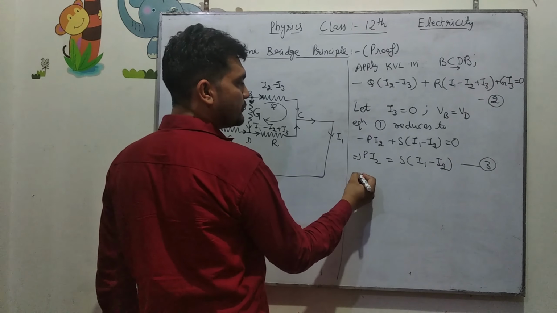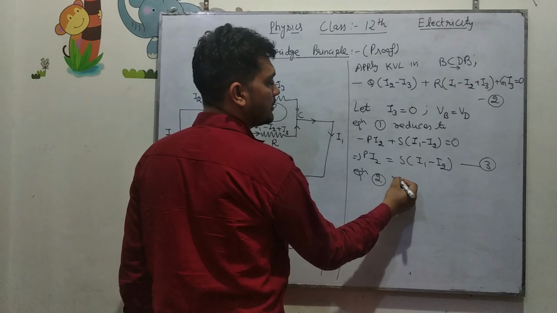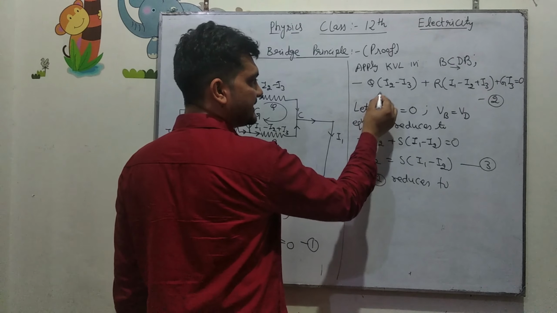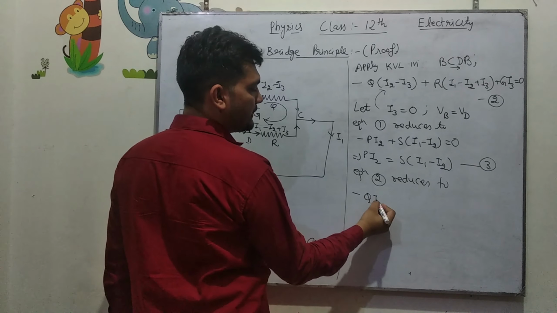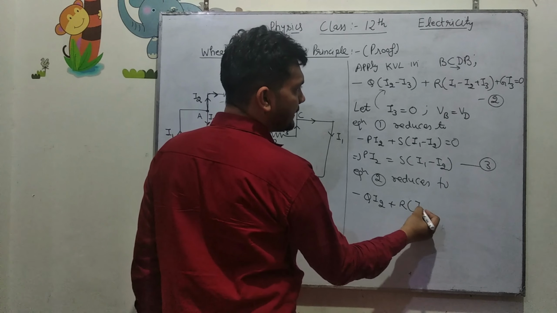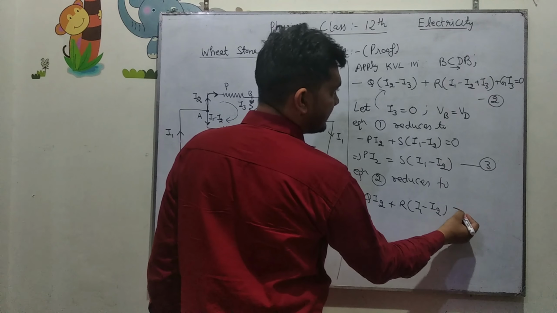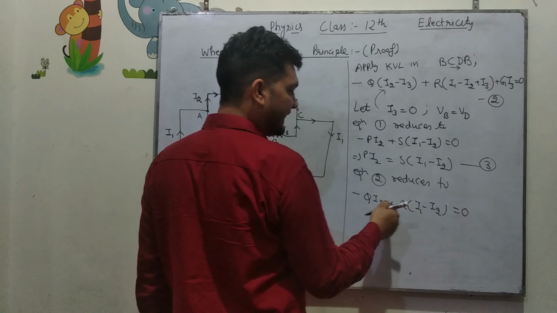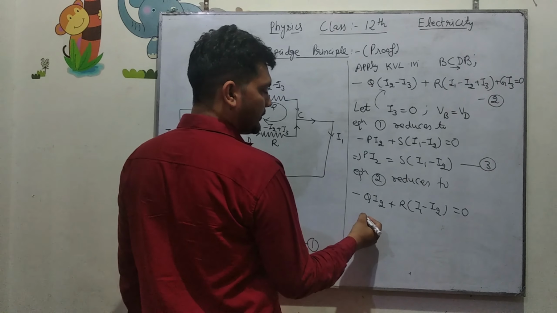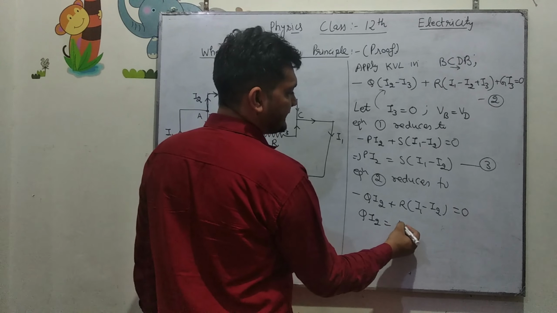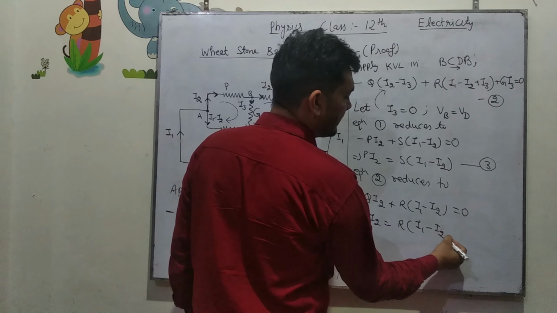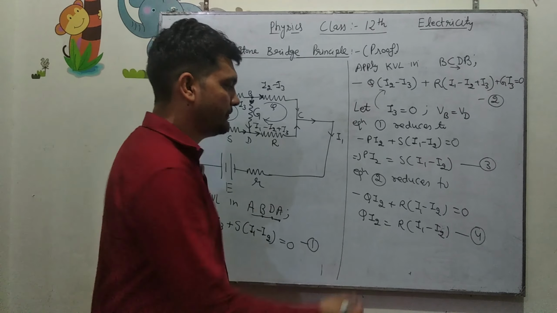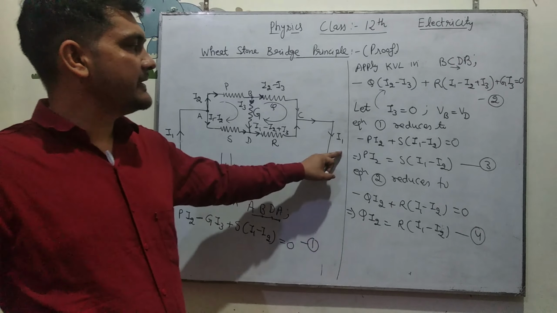Now equation number 2 reduces to, you put I3 is equal to 0 in this relation, you get minus Q into I2 plus R into I1 minus I2 is equal to 0. So you take this Q I2 to that side, you get Q into I2 is equal to R into I1 minus I2. So this is equation number 4. Now these are the equations we get. Now you divide these equations.